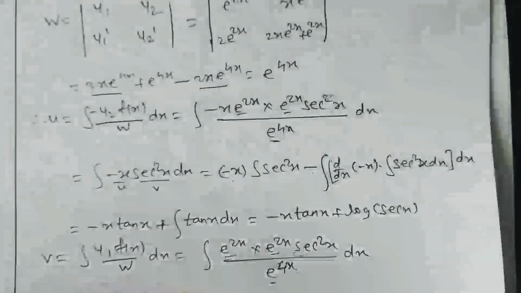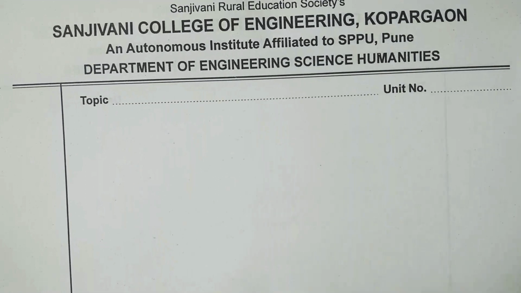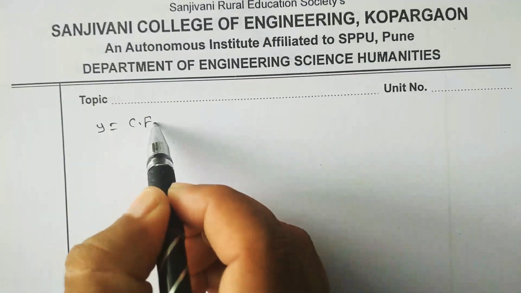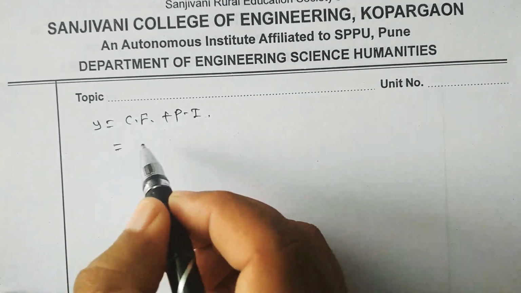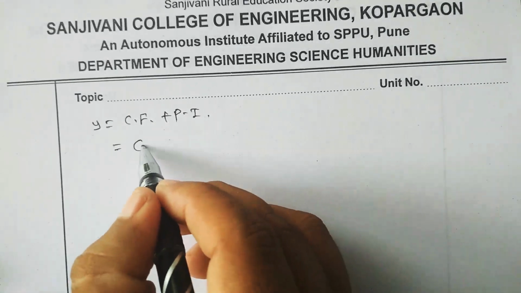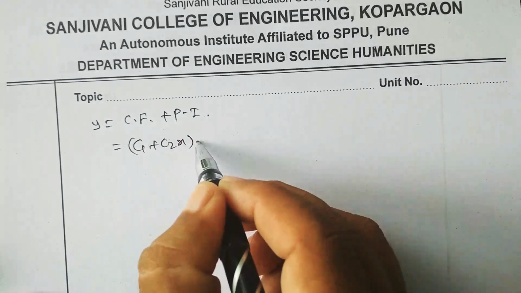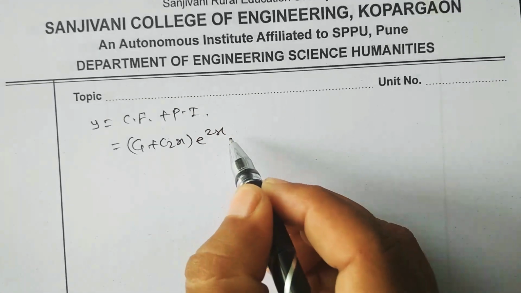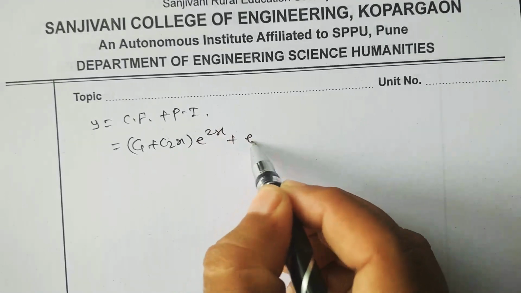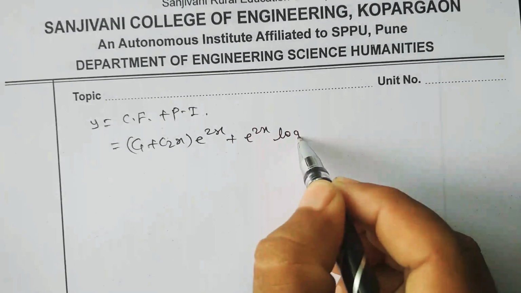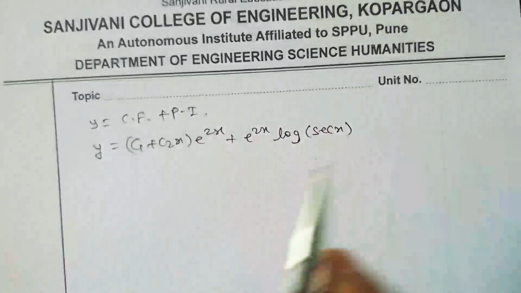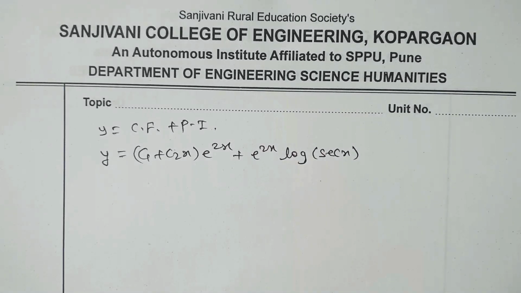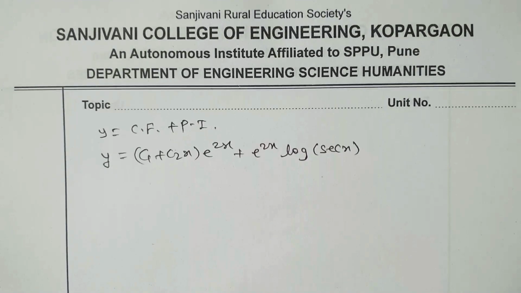Therefore, the general solution is given by y is equal to CF plus PI. CF is equal to C1 plus C2 x into e raised to 2x, plus PI, which is e raised to 2x into log of sec x. So this is our final answer for this non-homogeneous differential equation.